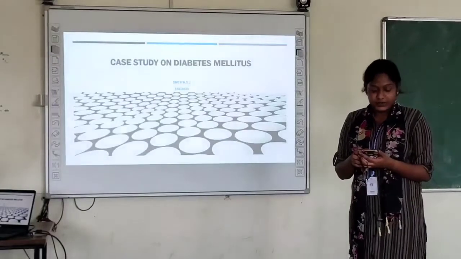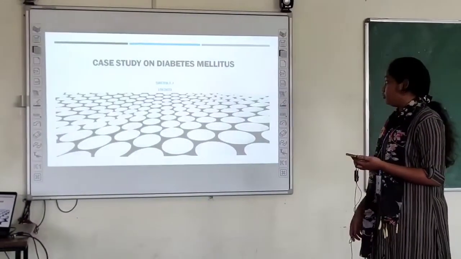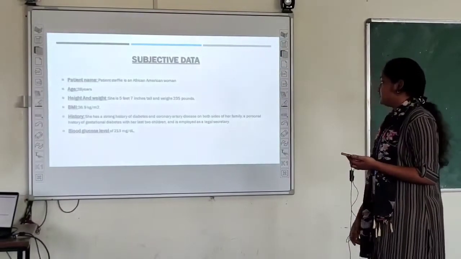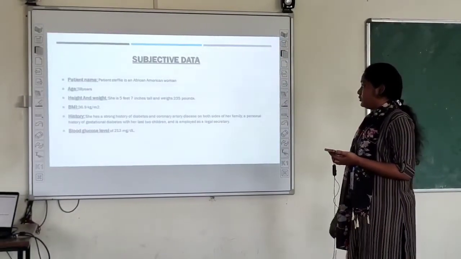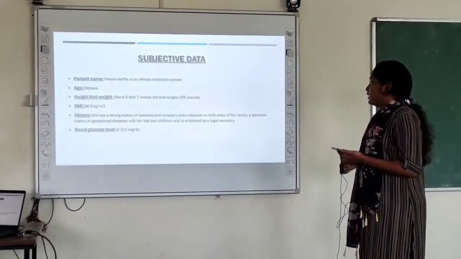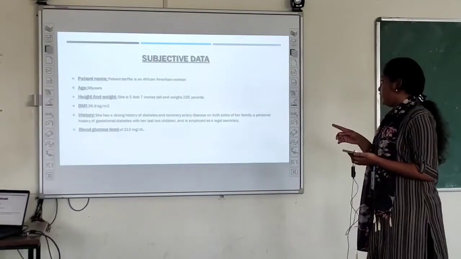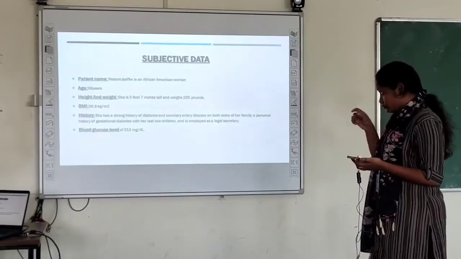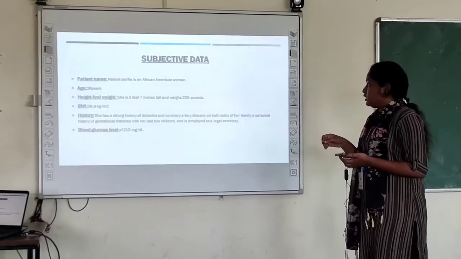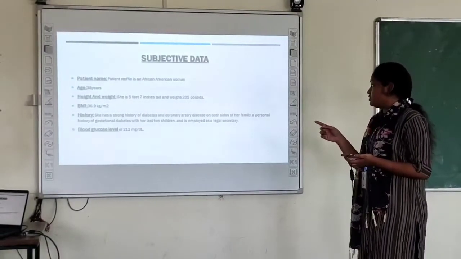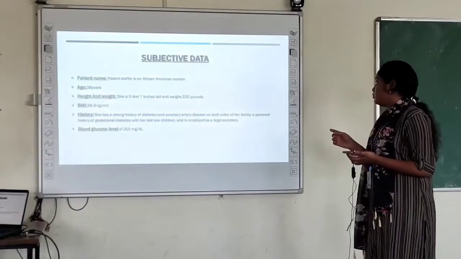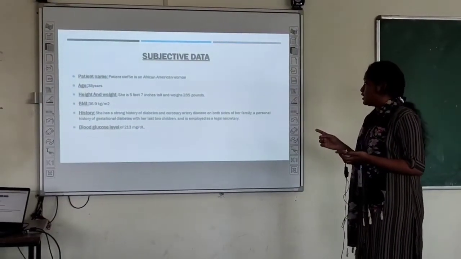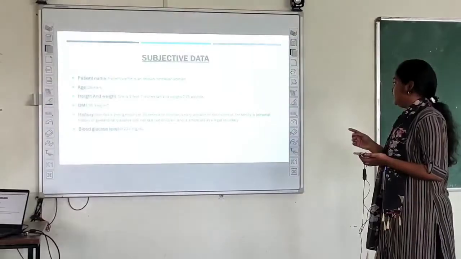Good afternoon everyone. I am going to present a case study on diabetes mellitus. Patient name is Steffi. She is an African American woman, age 38 years. She is 5 feet 7 inches tall and weighs 235 pounds. BMI 36.9 kg. History: she has a strong history of diabetes and coronary artery disease on both sides of her family. A personal history of gestational diabetes with her last 2 children, and is employed as a legal secretary.